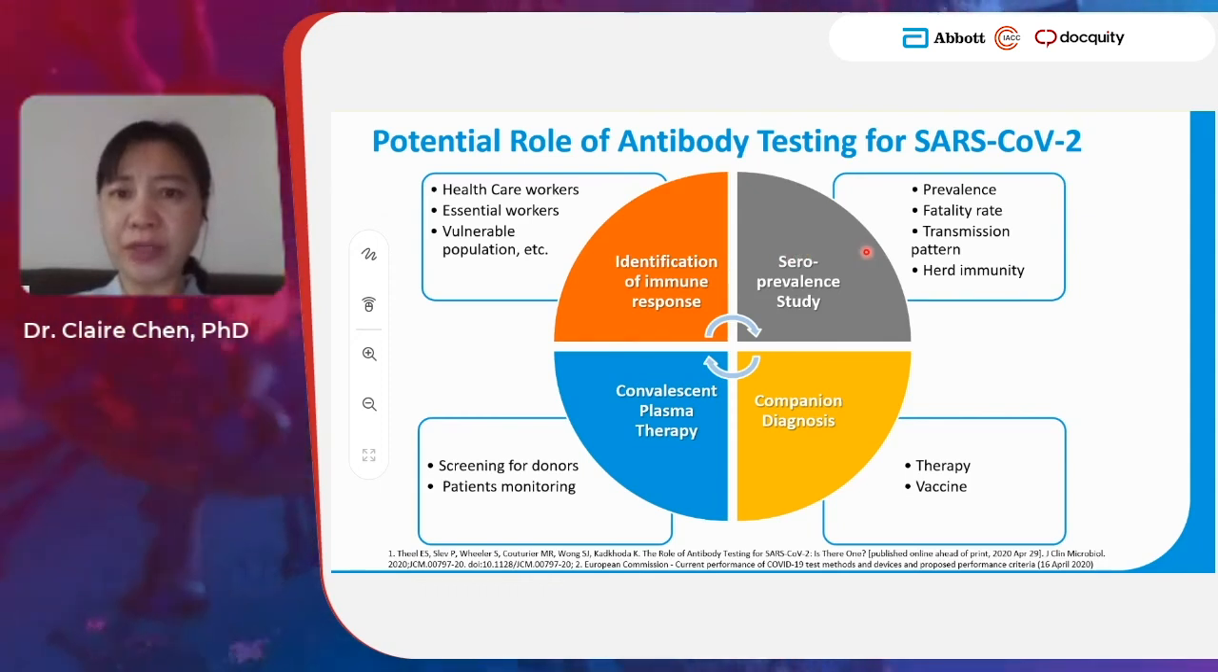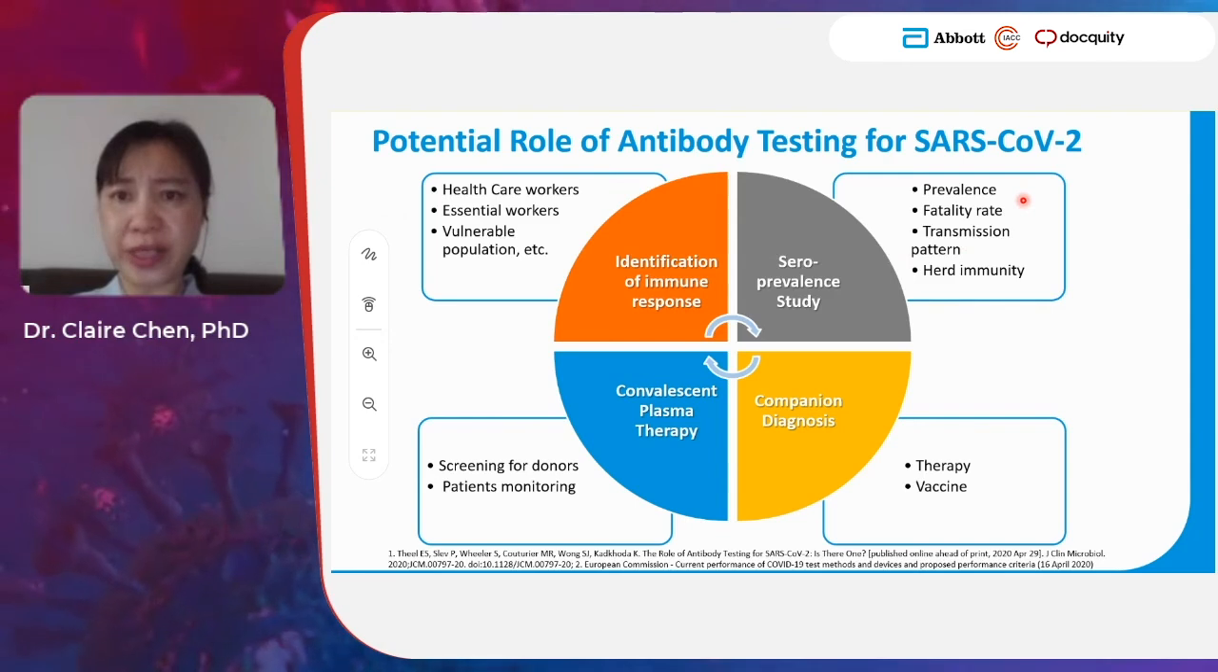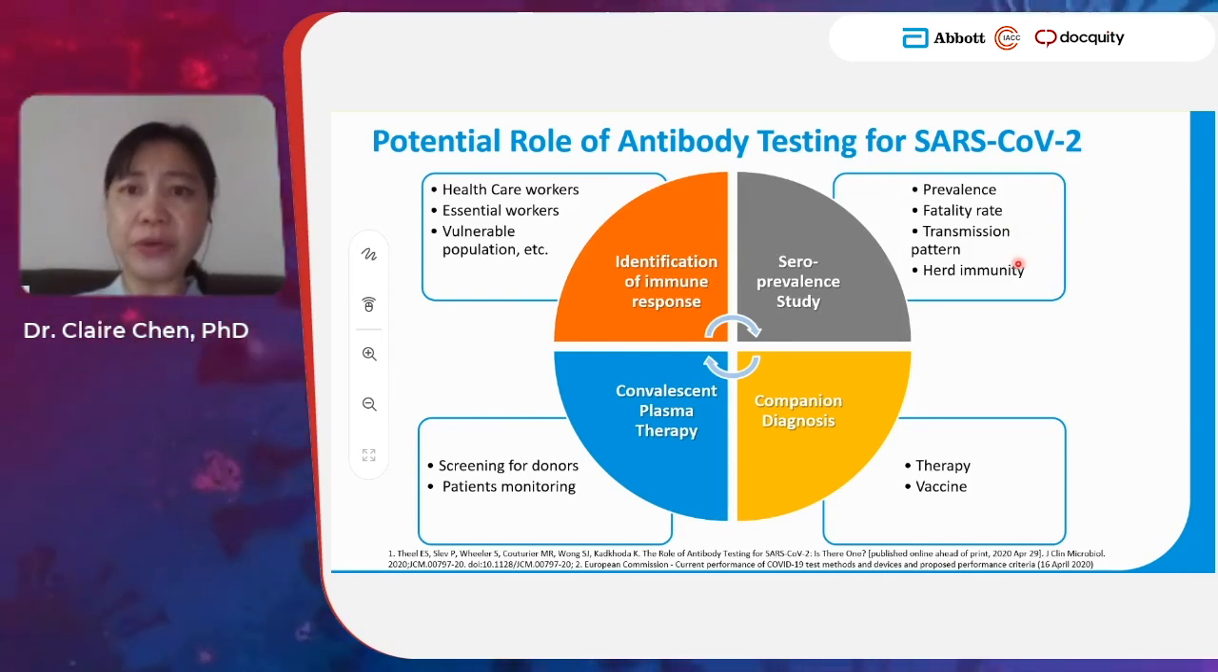Another possible role is the seroprevalence study. With a seroprevalence study in a community or even in a larger population, you will be able to understand the prevalence in the population, estimate the real fatality rate, and understand the transmission pattern. And eventually, of course, we all wish we can achieve herd immunity, right?